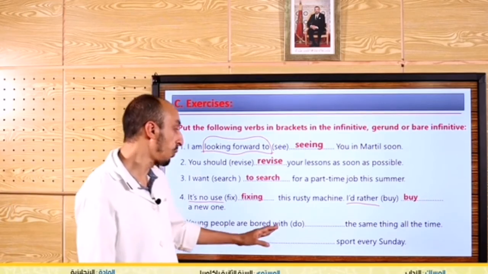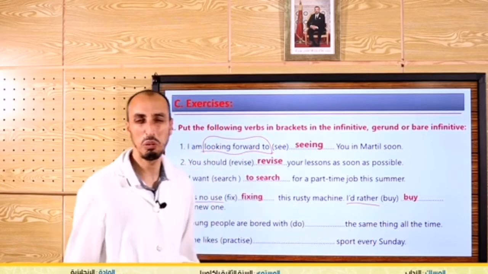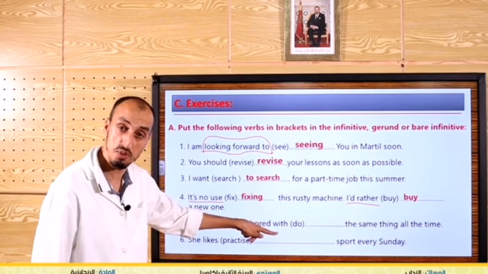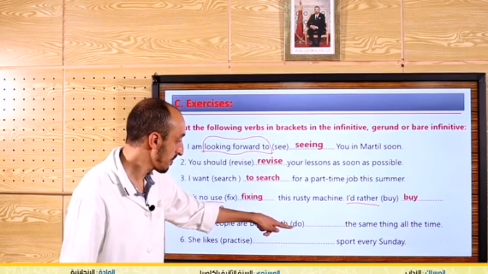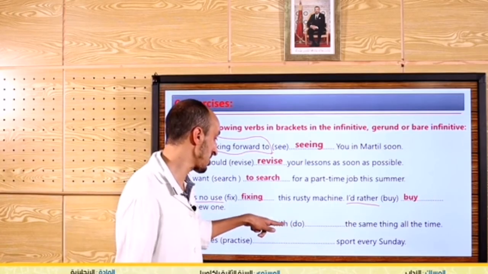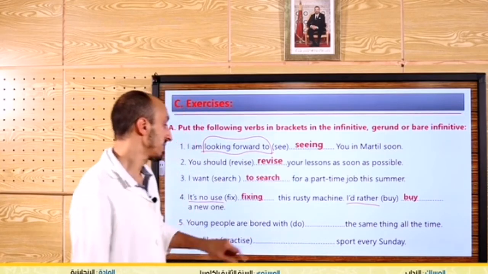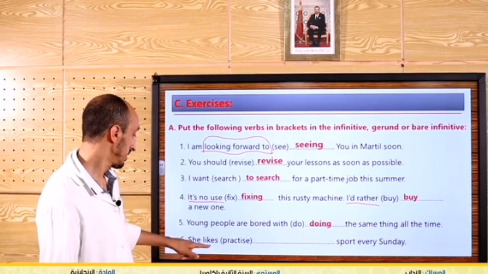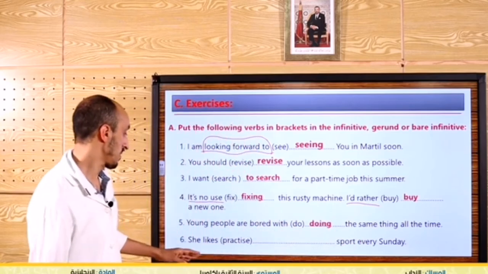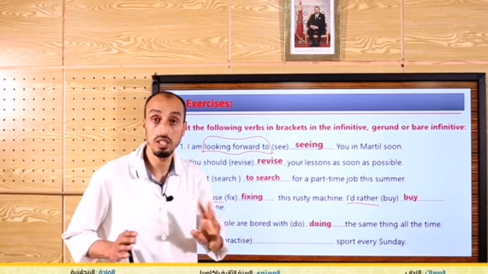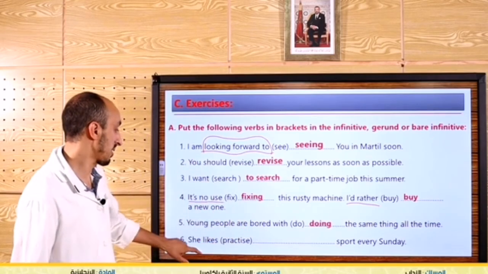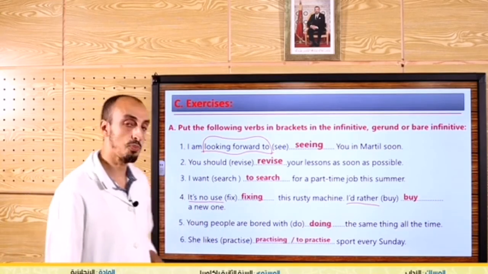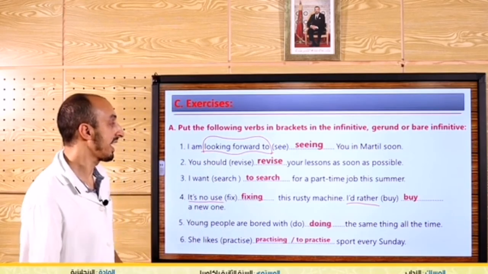In number five, young people feel bored with doing the same thing all the time. What do you notice? We have with. With is a preposition. What happens to the verb if it comes right after the preposition? It becomes a gerund. So, doing the same thing all the time. Number six, she likes sport every Sunday. So, likes is a verb which can take both. You can choose either infinitive or gerund here, because she likes practicing sport every Sunday, or she likes to practice sport every Sunday.